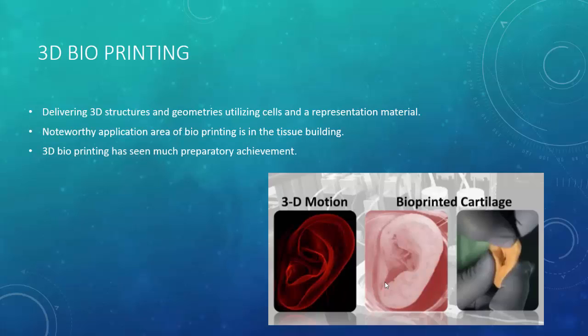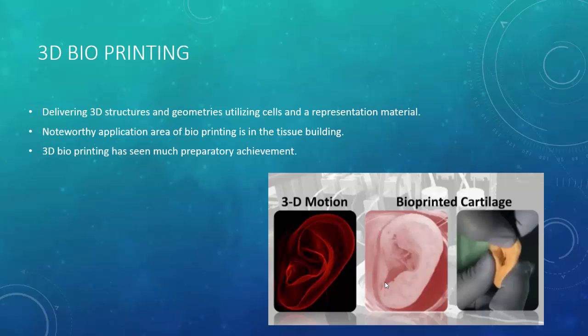3D bioprinting, by definition, is the system of delivering 3D structures and geometries utilizing cells and representation material. The remedial applications of 3D bioprinting are different and are in this way the subject of genuine examination by insightful associations. One noteworthy application area of bioprinting is in the tissue building field of regenerative medicine. Despite the complexities associated with 3D printing all around, extra considerations must be taken concerning material, cell sort, and advancement variable choice.